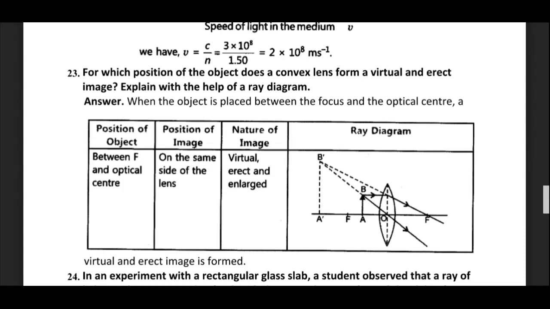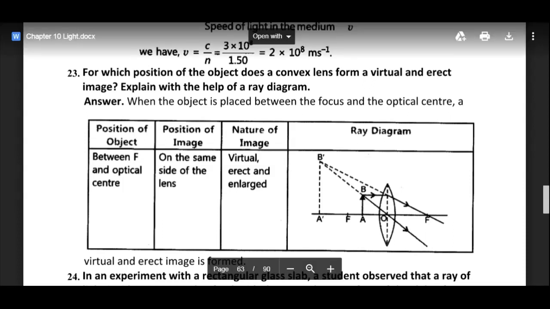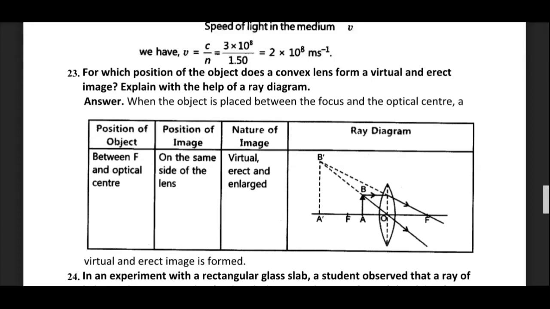For which position of the object does a convex lens form a virtual and erect image? Explain with the help of a ray diagram. When the object is placed between the focus and the optical center, a virtual and erect image will be formed. So this is the case of that.